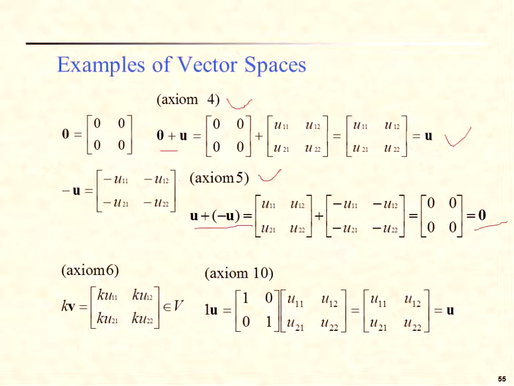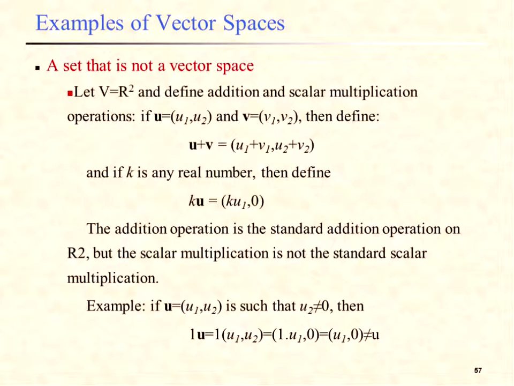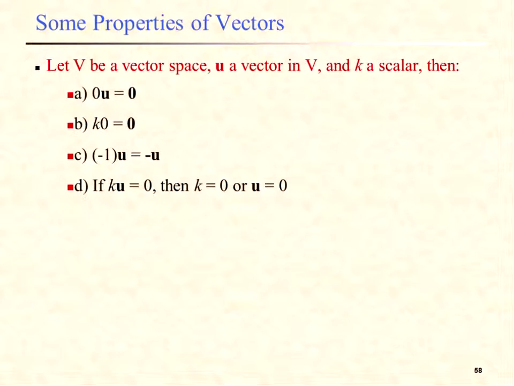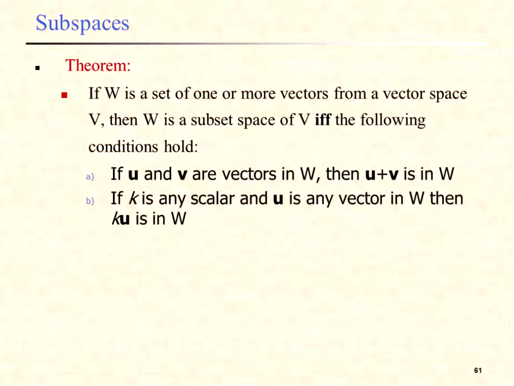Similarly, axiom 5, if we multiply by minus sign, then we get minus u, and u plus minus u is equal to 0. Axiom number 6, if we multiply with a constant k, it also belongs to V. Axiom number 10, if we multiply with 1, then we get the same matrix u. One by one we check these, and we get the same result. So it is a vector space.